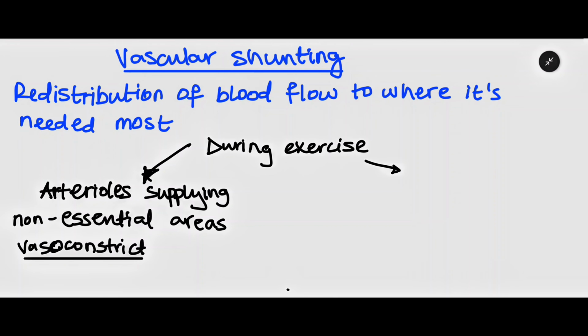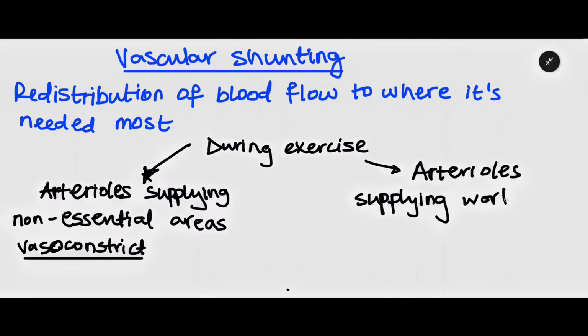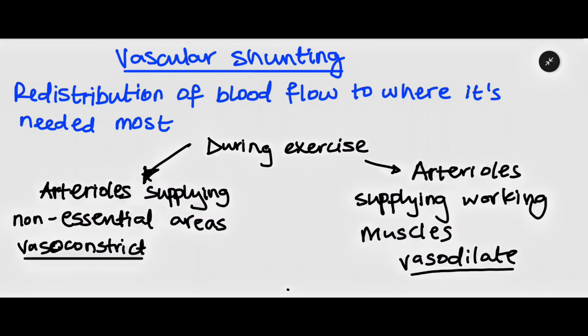And on the other hand, the arterioles supplying the working muscles vasodilate. So vascular shunting is made up of vasoconstriction and vasodilation, where vasoconstriction happens in non-essential areas, in inactive areas, and vasodilation happens where the blood is actually needed to increase blood flow.